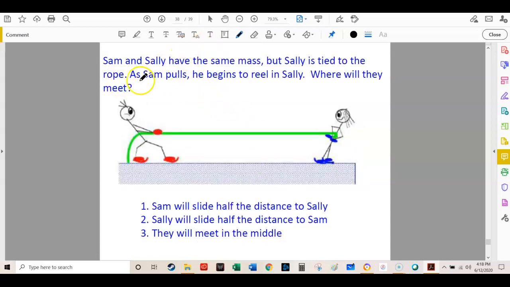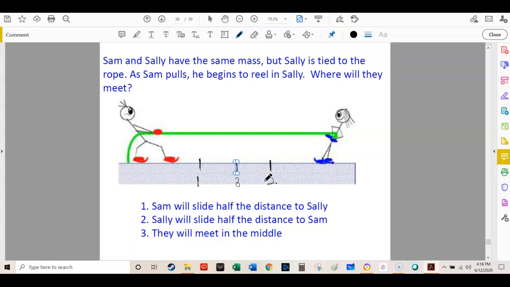Let's try another one. Sam and Sally have the same mass, but Sally decides to not pull the rope. She just ties it to herself and begins to reel. So where will they meet? Will they meet in the middle, which is option 3? Will Sam slide half the distance to Sally, which is option 1 right here? Or will Sally slide half the distance to Sam, which is option 2 here?